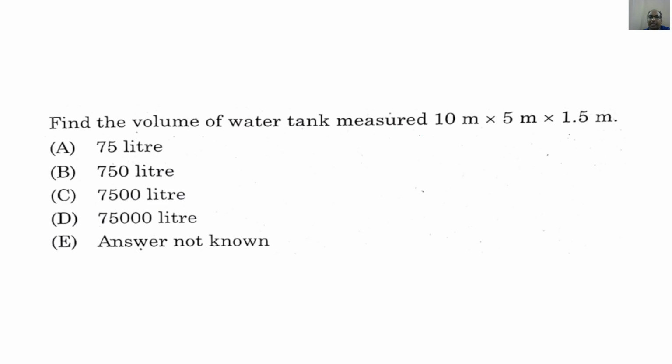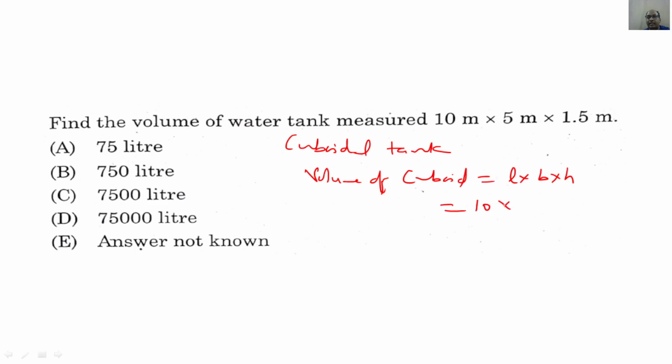So the volume of the water tank measures 10 meter into 5 meter into 1.5 meter. So this is a cuboidal tank. So we know that the volume of a cuboid is L into B into H. It means 10 into 5 into 1.5, and that is meter cube. Right. So we are solving. So 50 into 1.5 will give you 50 plus 25, that is 75 meter cube.